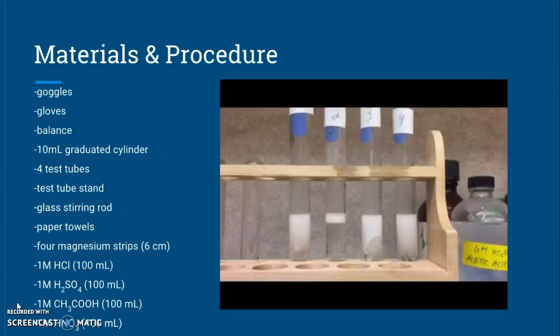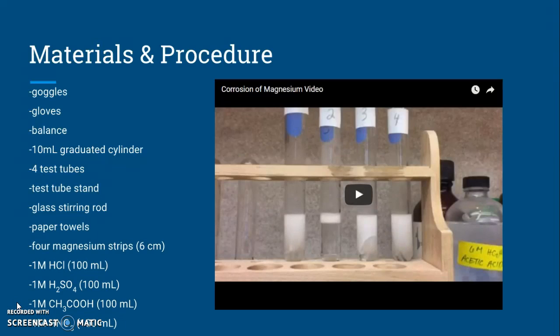For this experiment, we used goggles and gloves for safety since we're handling dangerous substances. We also needed a balance to find masses, a 10 milliliter graduated cylinder to measure volumes of the acids, test tubes to do the reactions in, a test tube stand, paper towels, a glass stirring rod, and 4 magnesium strips that are measured out to be 6 centimeters long each. We also made 100 milliliters of each 1 molar hydrochloric acid, sulfuric acid, acetic acid, and nitric acid.